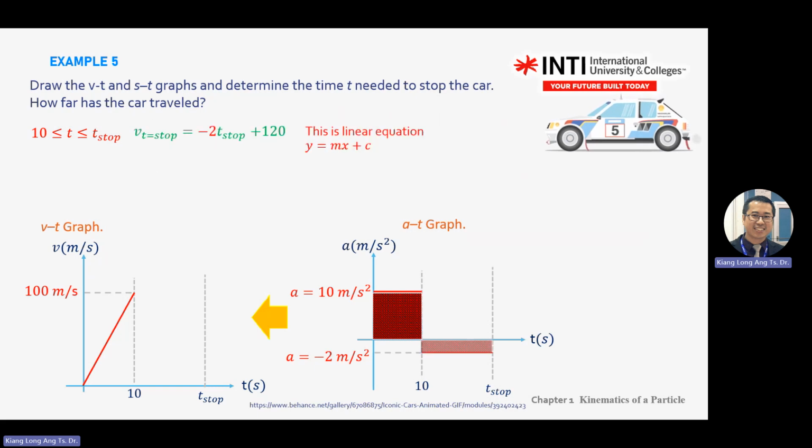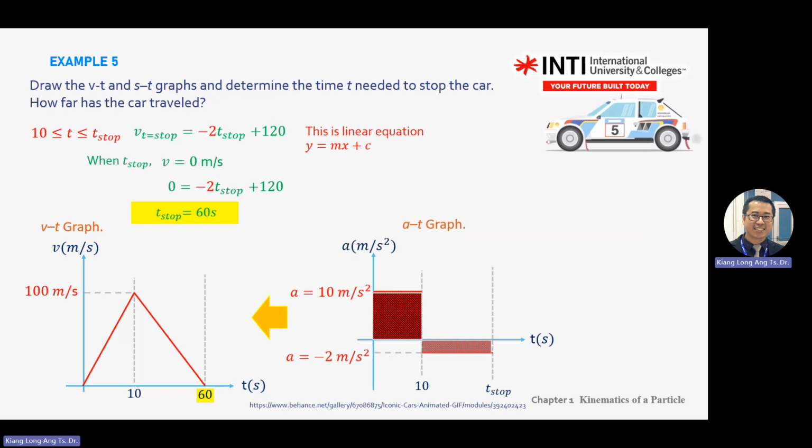Okay, so you write the equation. This equation is v equal to -2t plus 120 right here. So from here, you can solve the t stop already, actually. When t stop, what is the velocity? 0. So only one unknown here. Solve the unknown, you get the time. So it's 60 seconds here.